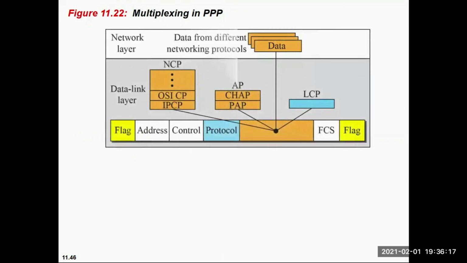Now come to multiplexing in PPP. Here you can see that from the network layer, you are getting some data in the data link layer. Here at the payload, basically your data is there, and with data, various other protocols are there to make this PPP more powerful. Some network control protocols, that is NCP, are there. Some authentication protocols are there, and some link control protocols are there.